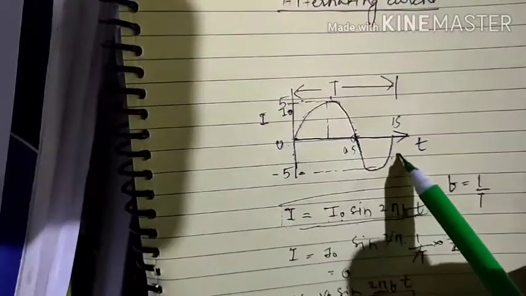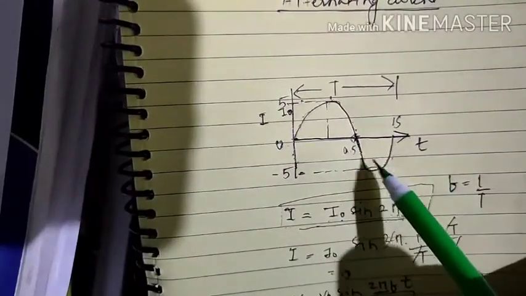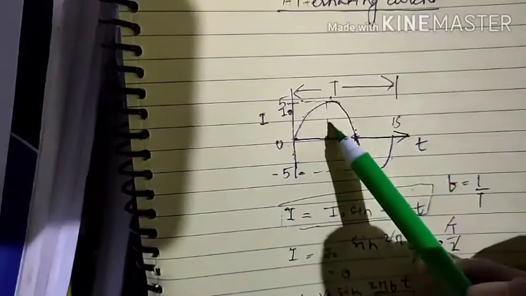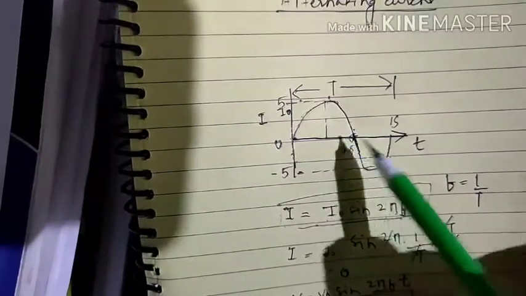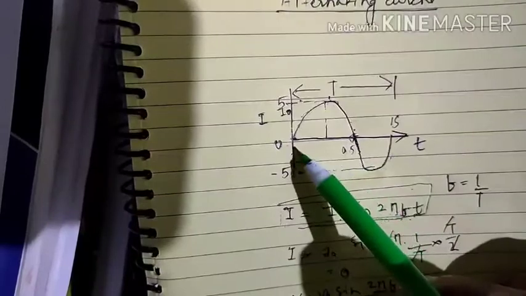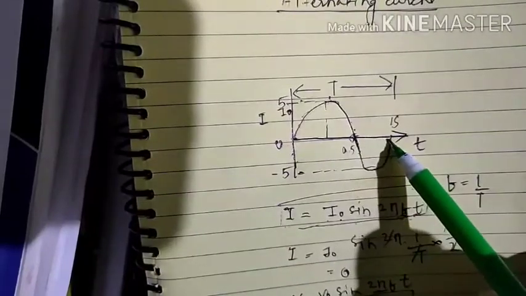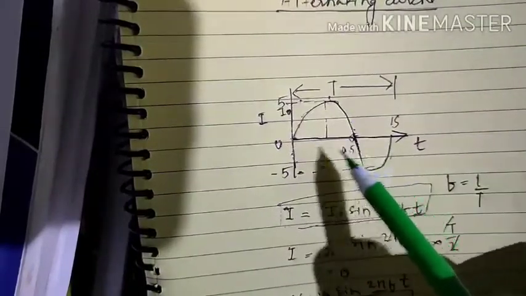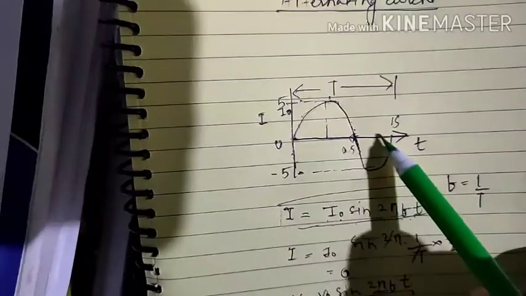Here you can see this and this has to be equal. It is not shown equal over here, but it has to be equal. That means this maximum peak and this peak have to be the same. This time axis and this time axis have to be the same. If this is 5, this has to be 5. If this is 0.5, this has to be 0.5.